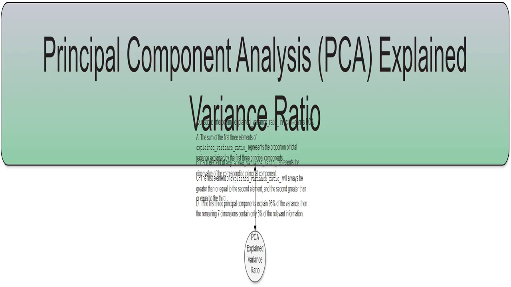I'm going to explain what principal component analysis, or PCA, is and how we interpret the explained variance ratio. PCA is a powerful technique used to reduce the dimensionality of your data while retaining as much of the important information as possible. It does this by finding new, uncorrelated variables, principal components, that capture the most variance in your data. The explained variance ratio is key to understanding how well PCA is doing this.